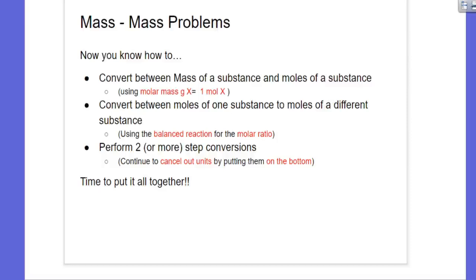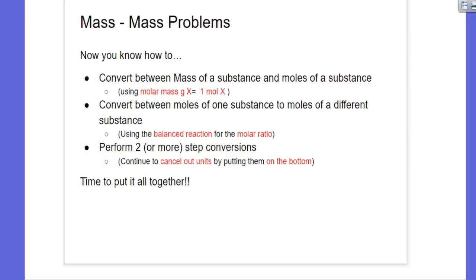And thanks to earlier this week, we know how to convert between moles of one substance into moles of a different substance. In order to do that, we find our molar ratio in the balanced reaction. We take those coefficients and make them equal to each other.